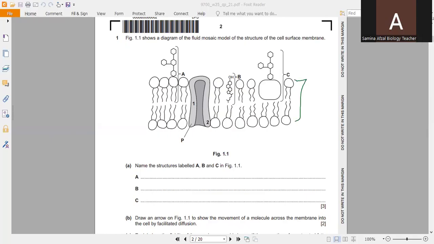phospholipid bilayer cell surface membrane, in which this is the phospholipid molecule, head and tail. The head is phosphate, which is hydrophilic, water-loving, and linked with glycerol. And the tail is hydrophobic, water-hating, so fatty acids.